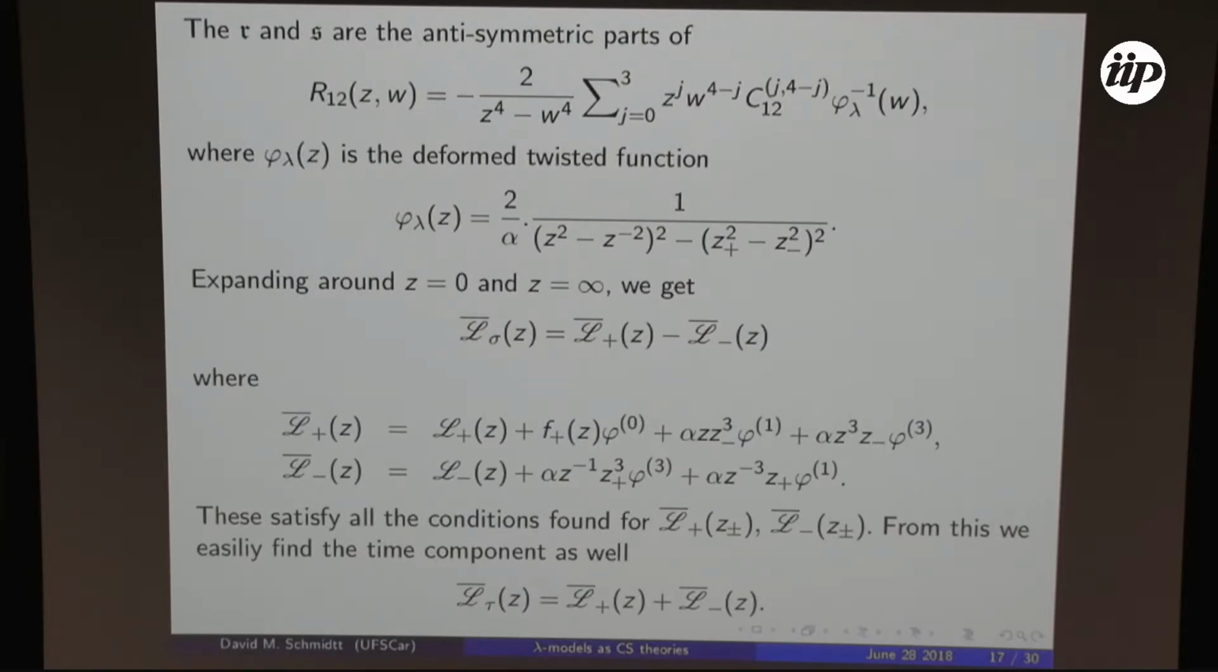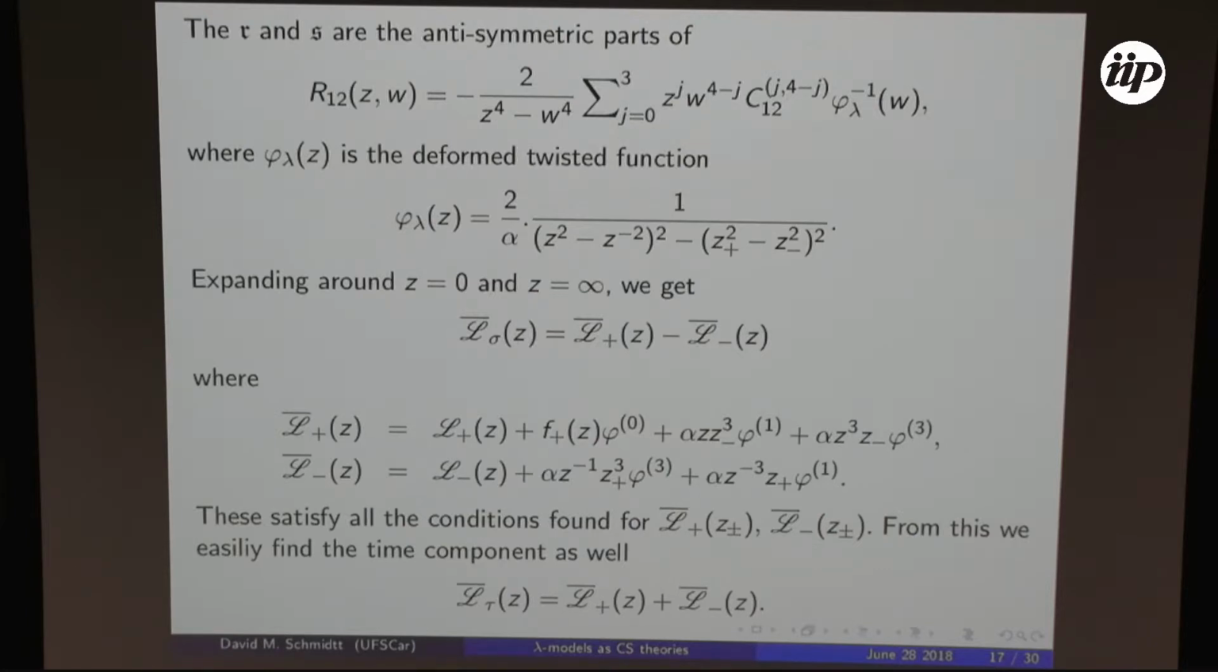So the R and S are the symmetric and anti-symmetric parts of this R matrix. C12 is the tensor Casimir, which is decomposed along the different Z4 subspaces of the Lie superalgebra. Each term is accompanied with a specific power of Z and W. And phi is the so-called deformed twisting function. So these two, Z plus and Z minus, turn out to be poles of these twisting functions. That's why I call them poles.